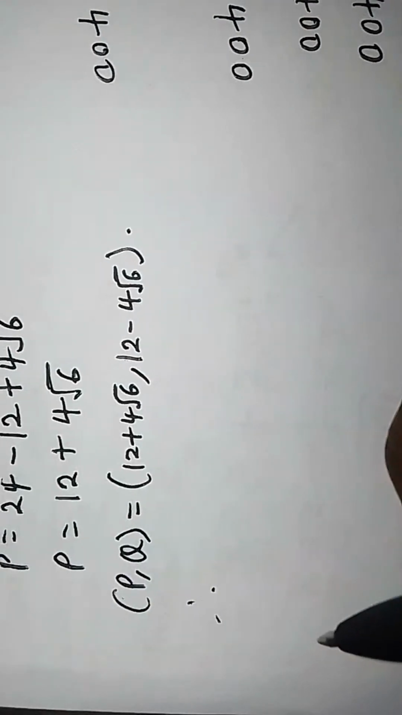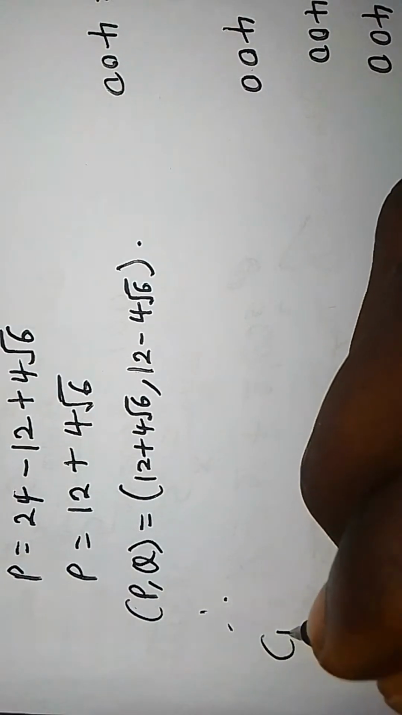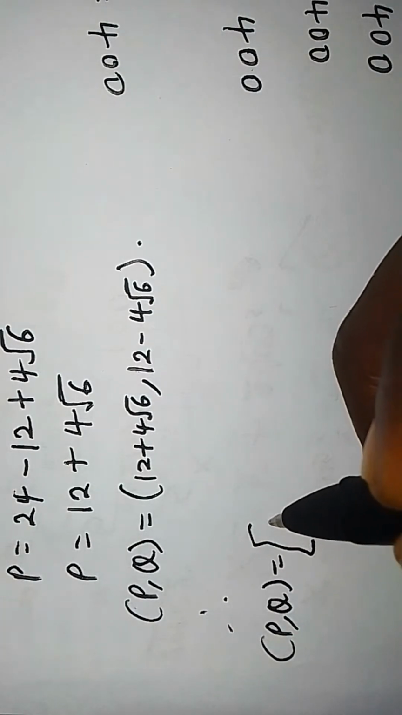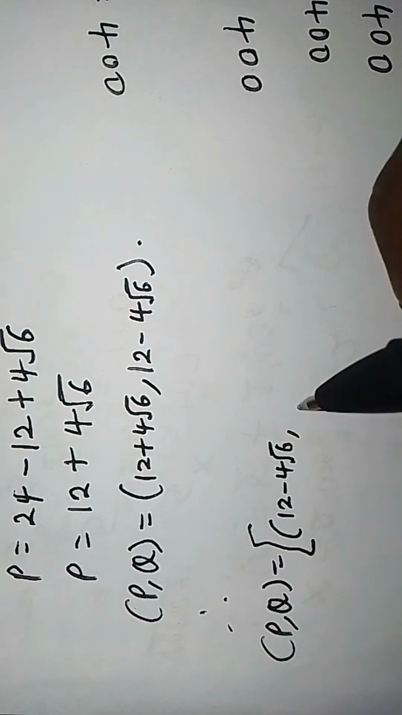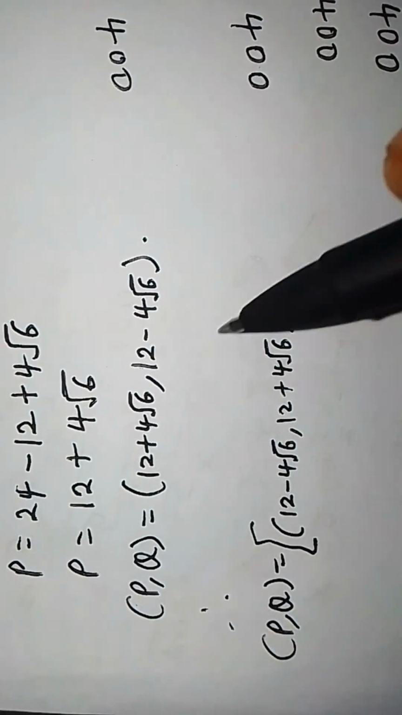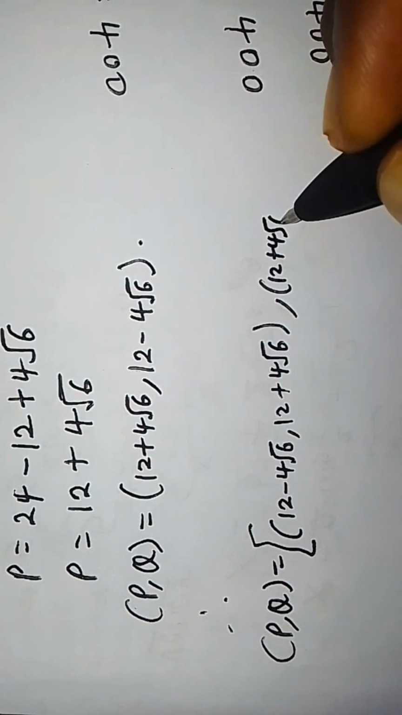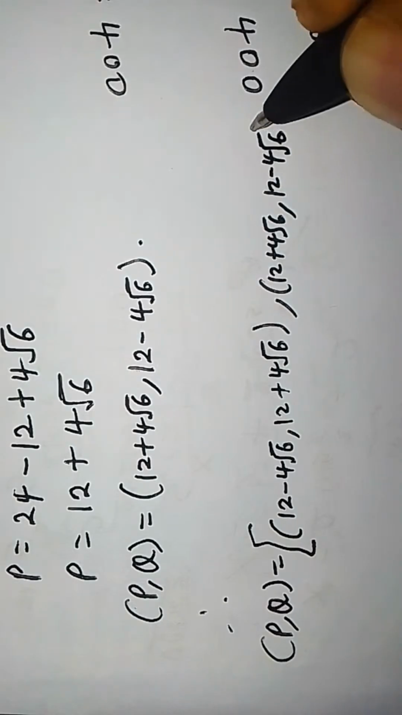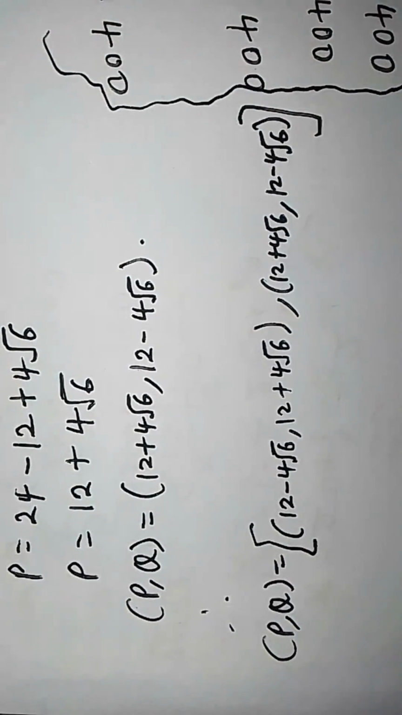Therefore, all the solutions that we have for this algebra problem are, let's say, (p, q) equal to the set of: the first solution is 12 minus 4 root 6, comma 12 plus 4 root 6, while the second solution is 12 plus 4 root 6, comma 12 minus 4 root 6. So let us close this bracket. Sorry about that.